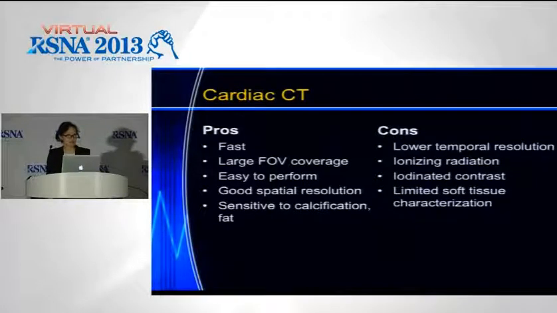On the downside, it has relatively lower temporal resolution than echo and MRI, although with these newer generation CTs, the dual source CT, the 256-320 detector CT, that gap is now narrowing. Ionizing radiation certainly is a concern. Again, it's lower with newer CTs where we can perform single heartbeat imaging. And the downside of CT really for mass characterization is its limited soft tissue information.